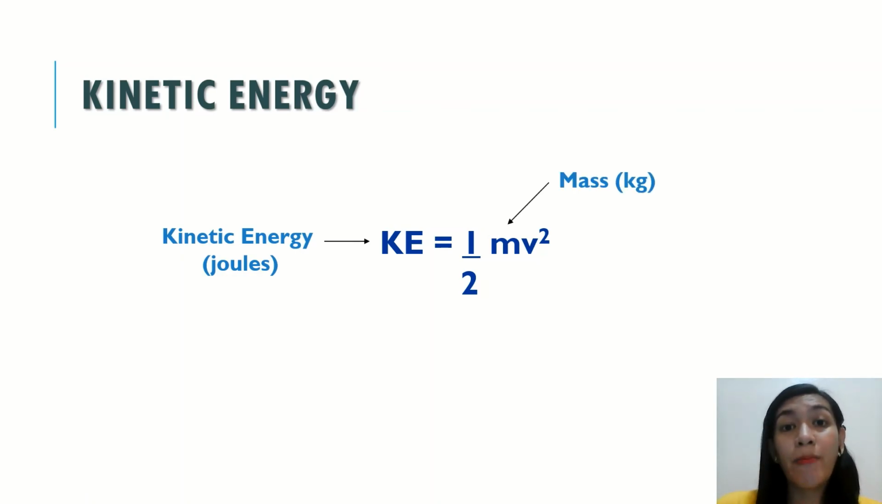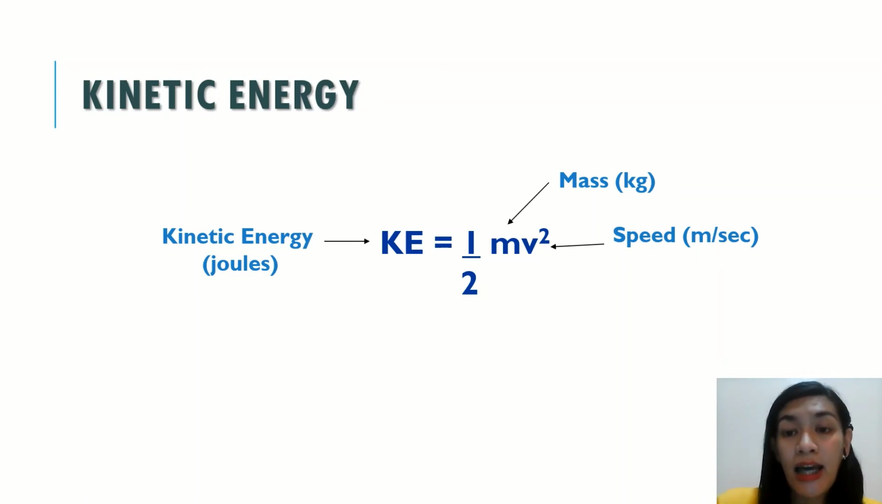The unit for kinetic energy is joules. For your mass, we will be using kilograms. And for your velocity, we have meters per second. Now, we are going to square the velocity. It will not become meters per second squared, because that would be the unit for acceleration. Just a clarification.